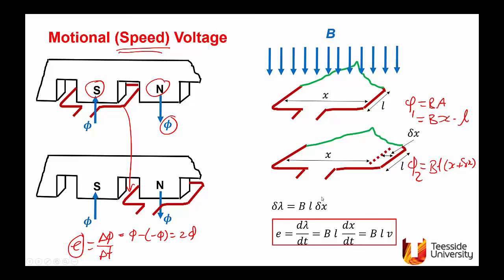So divide this equation by delta t, you end up with BL dx by dt. dx by dt is the velocity v. The thing to note here is that the flux is perpendicular to the plane of the coil. So there is 90 degrees between B and L, and also the velocity v and L.